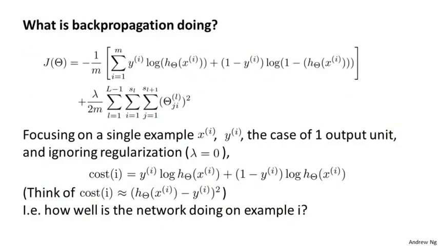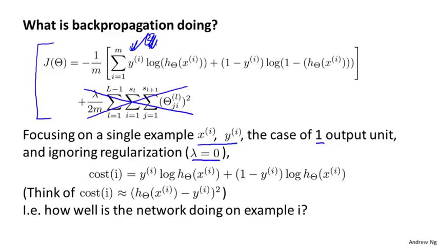To better understand what backpropagation is doing, let's look at the cost function. Here's the cost function that we had for when we have only one output unit. If we have more than one output unit, we used to have a summation over the output units indexed by k there. But if you have only one output unit, then this is the cost function. And we do forward propagation and backpropagation on one example at a time. So let's just focus on a single example, xi, yi, and focus on the case of having one output unit. So yi here is just a real number. And let's ignore regularization, so lambda equals 0, and this final regularization term goes away.